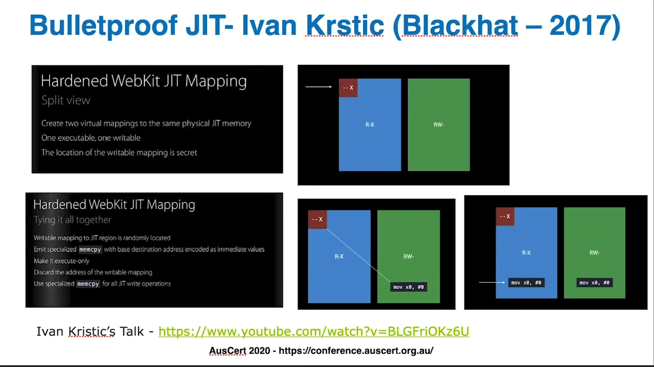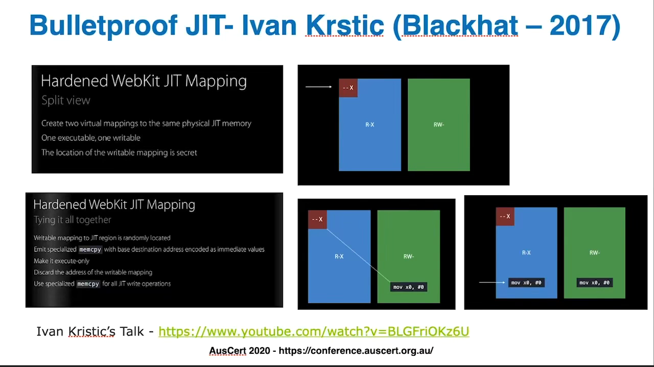So the idea of hardened WebKit is that you are creating two virtual mappings of the same memory. One of them is executable and the other one is writable, right? And the writable mapping to the JIT region is randomly located. Now what happens is that JavaScriptCore will emit a specialized memcpy, and in this memcpy the base destination address will be already hardcoded. Then this memcpy would be made execute-only, and this specialized memcpy will now be used for all JIT write operations, right? So there's only a specific special JIT memcpy function which will be executed.